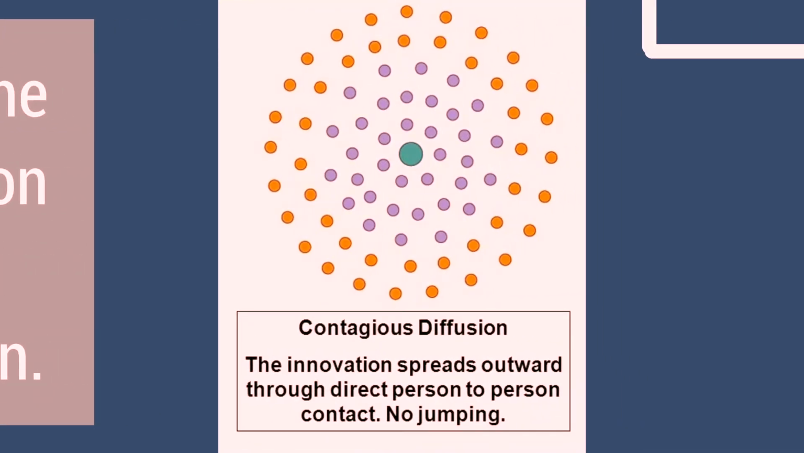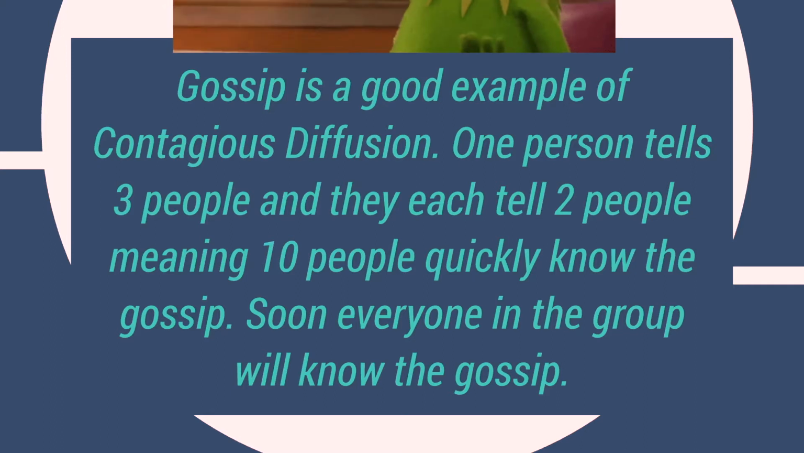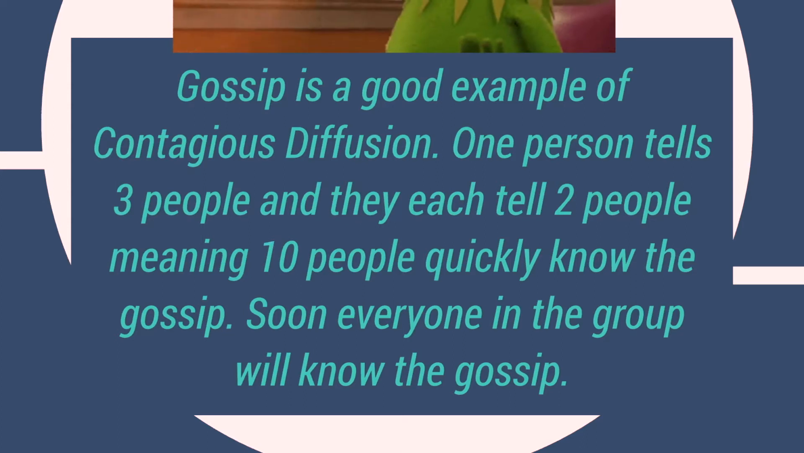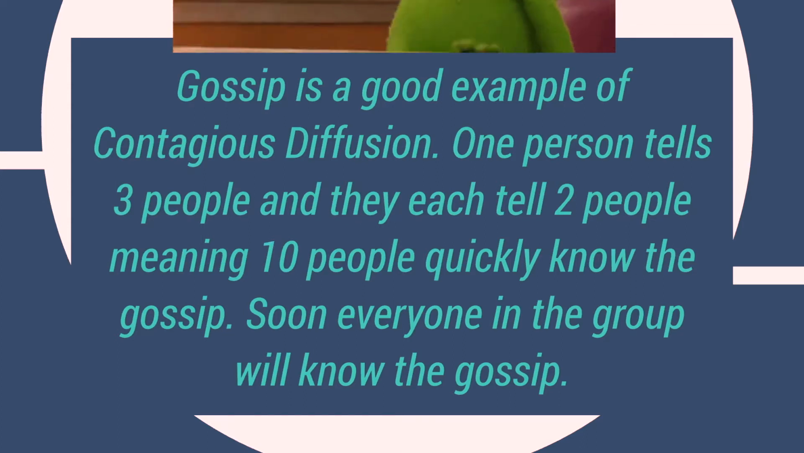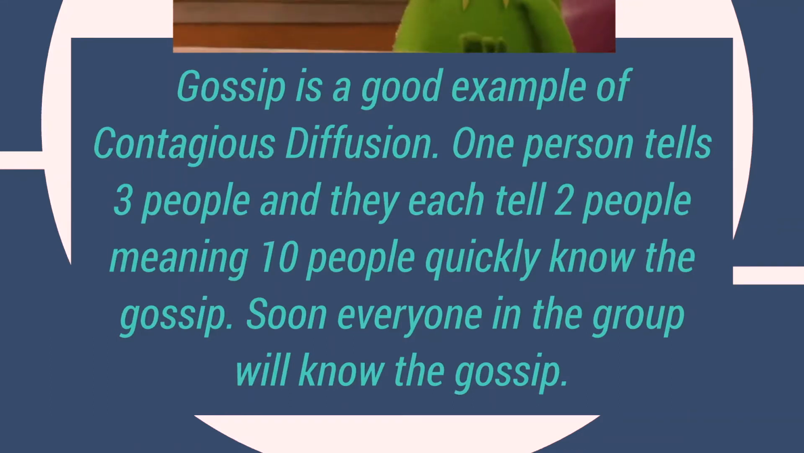And you can see here that innovation is spreading outward through direct contact. It's not jumping out to further people. It starts at its origin and it goes one-to-one outward. I think one of the best examples of this is gossip. Gossip is a good example of contagious diffusion. One person tells 3 people the same piece of gossip. So let's say I tell a couple of people in my class that we may get canceled for snow the next day. Those people are going to quickly tell at least 2 more people that a teacher thinks school is going to get canceled for snow. Soon 10 people know it, and then everyone in the group knows that gossip.